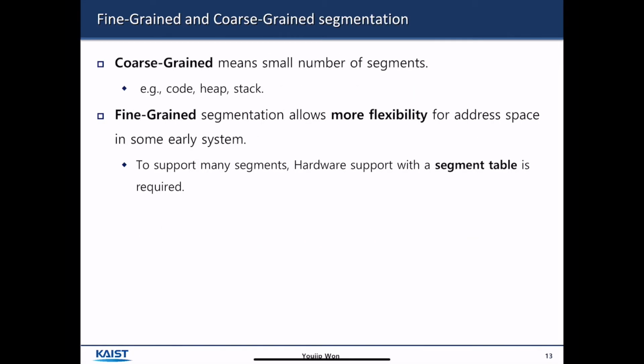The segments can be fine-grained or coarse-grained. In coarse-grained segmentation, there are a very small number of segments, for example, code, heap, and stack. Fine-grained segmentation allows more flexibility for the address space, but there can be a large number of segments, like thousands or 2,000 or something. So we cannot allocate 1,000 pairs of registers for each segment. In that case, hardware has to support a segment table instead of a base and bound register pair for each segment.